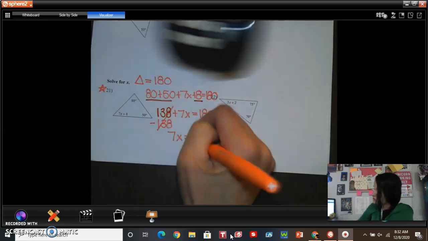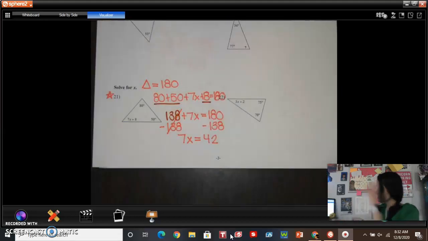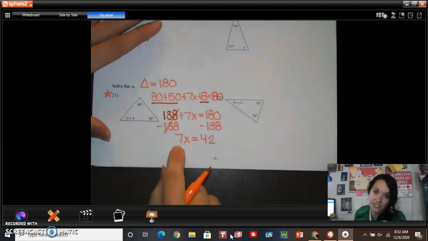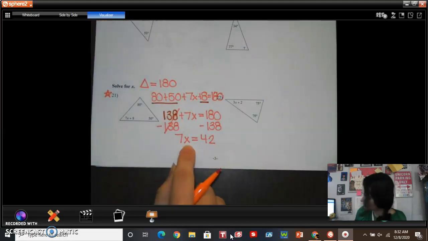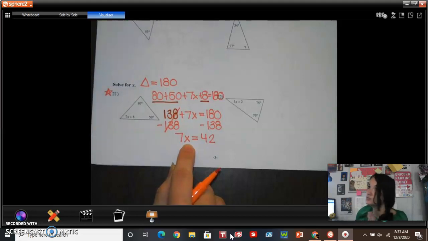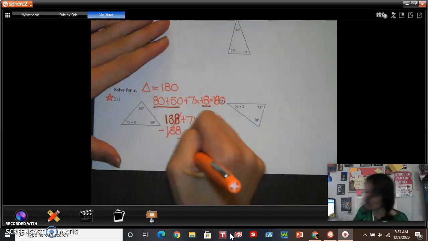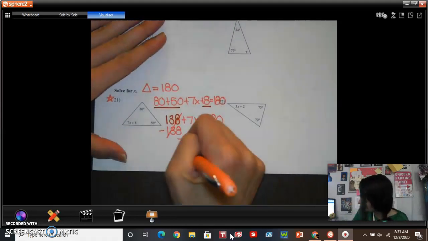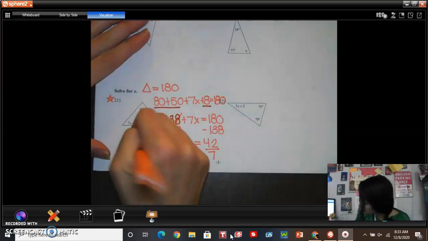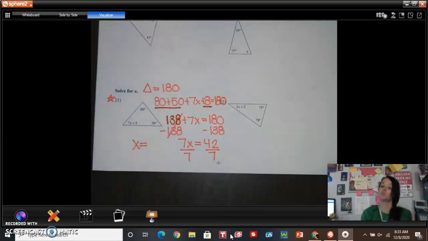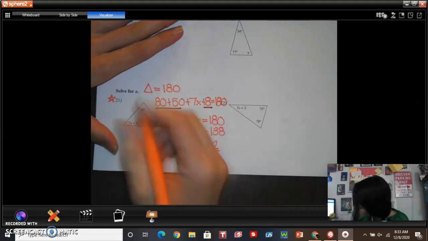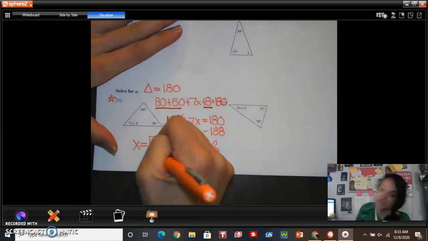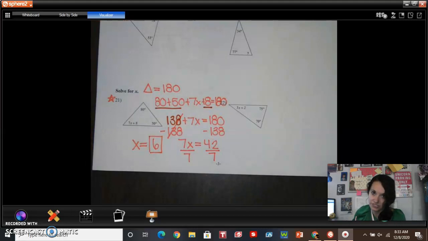That gives us 42. Just a reminder, anytime you have a number written right next to a variable or a letter, to get rid of it or to do the opposite operation, it is to divide. So since there's a 7 in front of this x, we're going to divide by 7. And we get our final answer as x equals, so we take 42 divided by 7, and we get 6. Now again, on your Google form, just type in the number answer, okay? That's all you got to do.